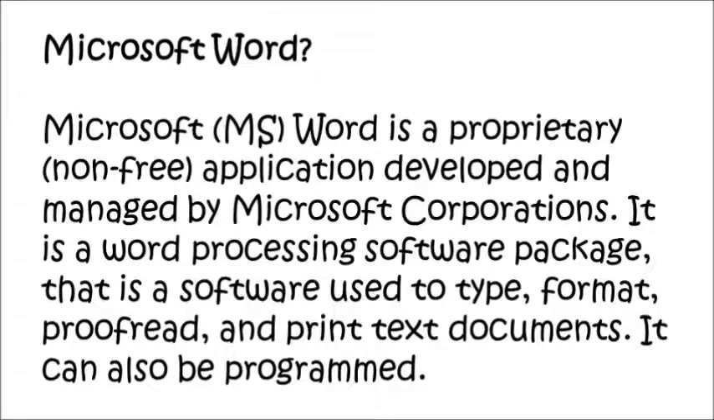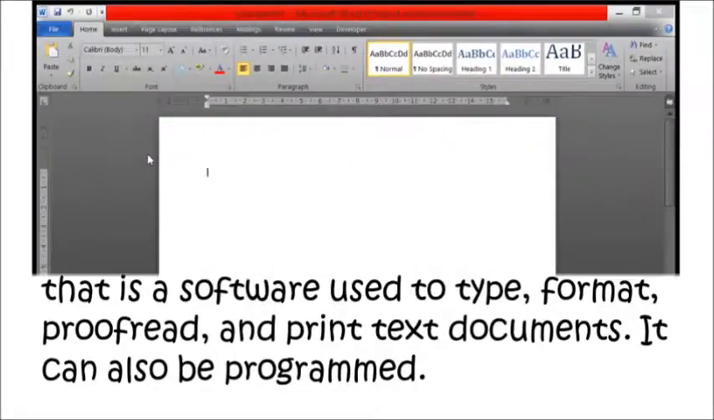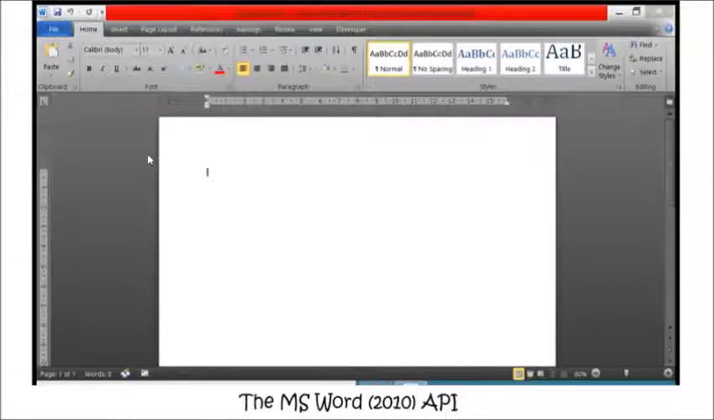Microsoft Word is a proprietary application developed and managed by Microsoft Corporation. It is a word processing software package, that is, software used to type, format, proofread, and print text documents. It can also be programmed. Here you can see the Microsoft Word API, the software environment and how it looks. In here you can see the ribbon. So quickly, let's move in and talk about the ribbon.